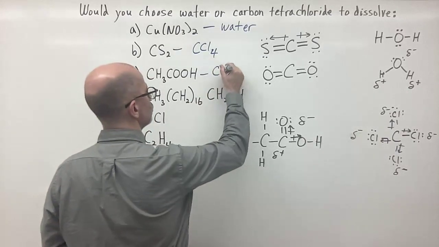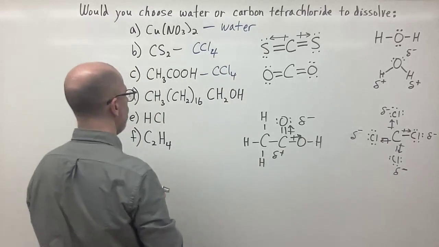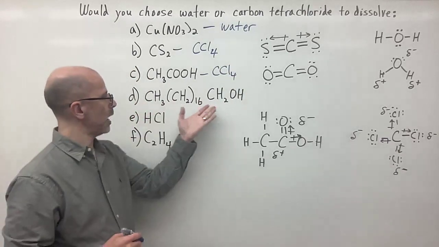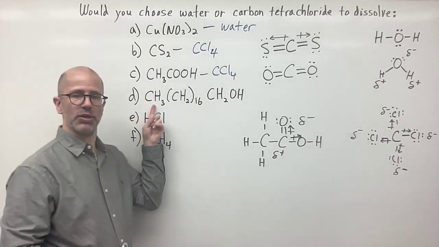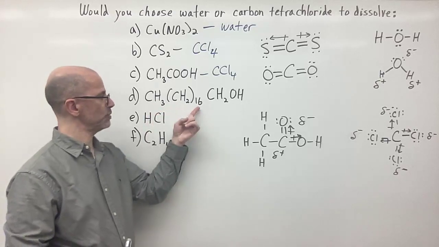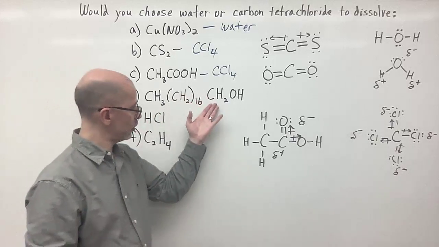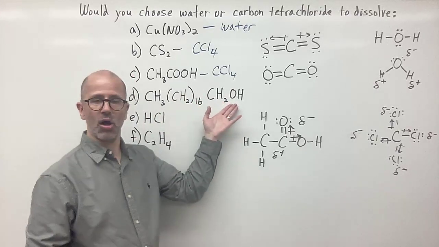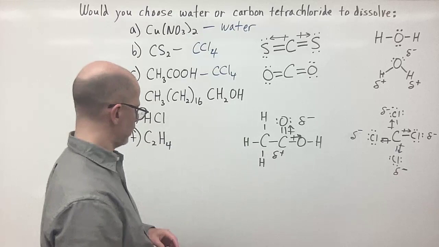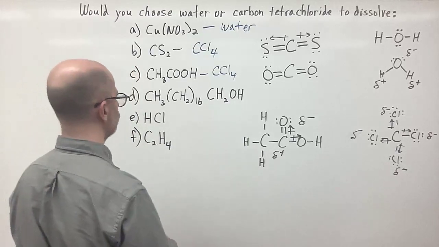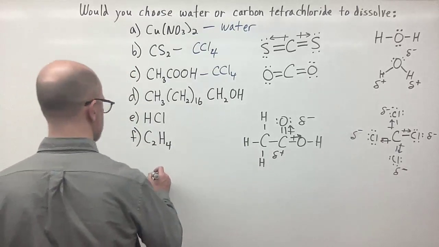Carbon tetrachloride. Okay, what about this molecule here? It has a CH3 group followed by a CH2 group, 16 of them, 16 CH2 groups, another CH2 group, and then an alcohol group, an OH group. So what does that look like? Let me draw that really quick so you can see what it looks like.